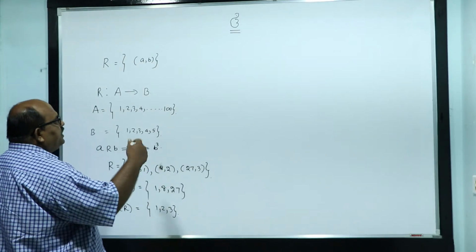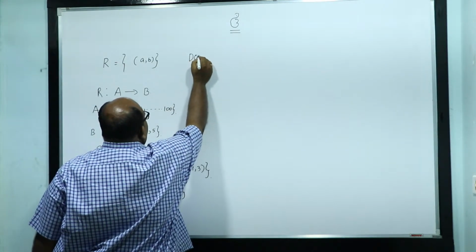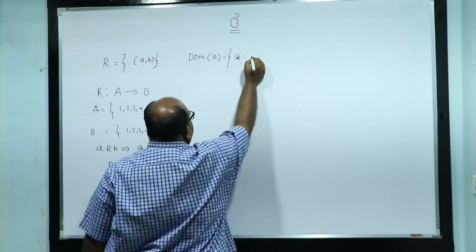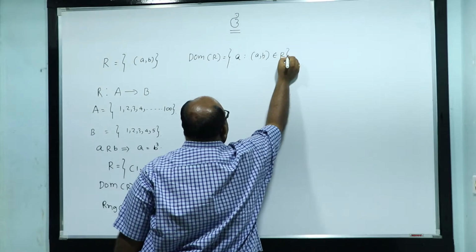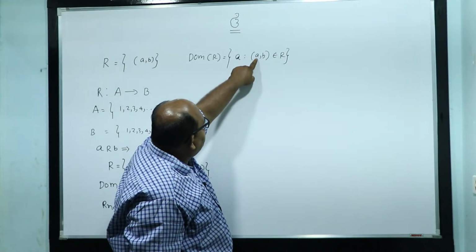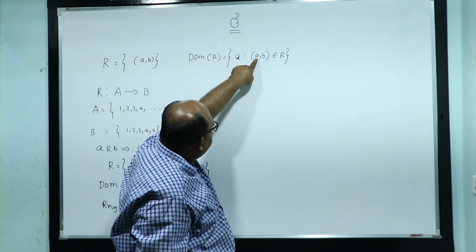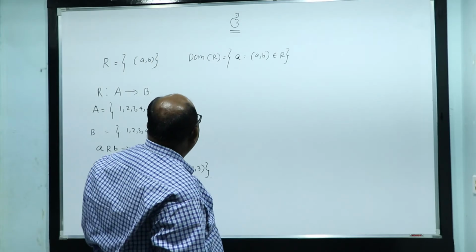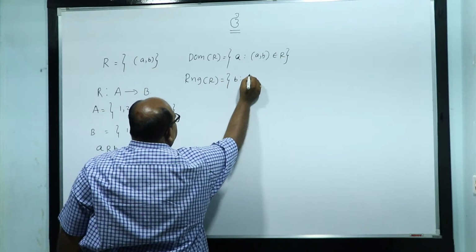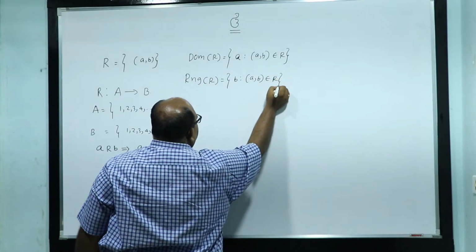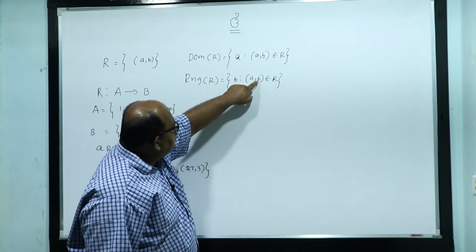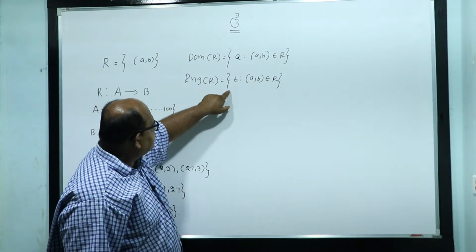Domain and range can be represented mathematically. Domain of R is equal to the set containing elements A such that AB belongs to relation R. If the order pairs of the relation are represented by AB, then all values suitable to become A will form the domain set. Similarly, mathematically, range of R can be written as the set of B such that AB belongs to R. So all elements which can be present in B will be the range set.